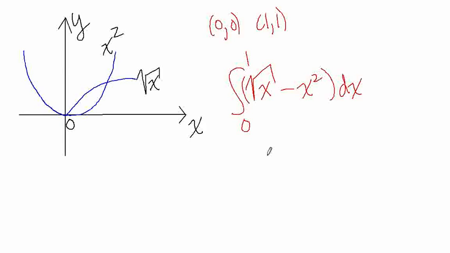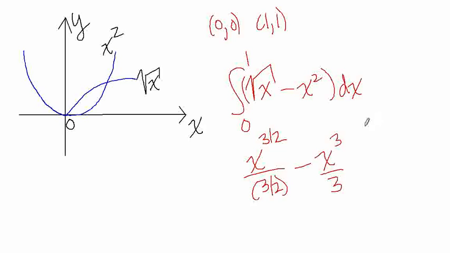So now calculating that integral, you can split it up into 2 pieces and use your formulas for each piece separately, and you will get x to the 3/2 divided by 3/2 for the first one, and x cubed over 3 for the second one. And we'll evaluate it at 1 and at 0.